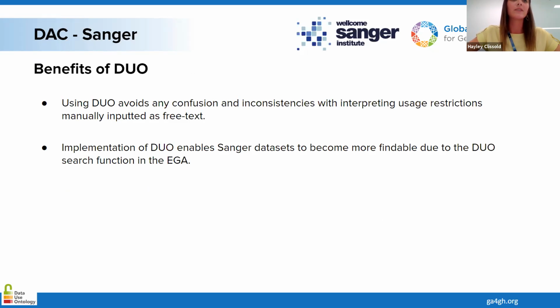So firstly, using DUO avoids any confusion and inconsistencies with interpreting usage restrictions, because currently they're inputted manually as free text. But then also secondly, having our datasets tagged with DUO makes them more findable for other researchers who might want to use them in their own research. And this can be done by using the DUO search function in the EGA that Aina just spoke about. This is obviously really beneficial for Sanger because it gets more researchers using our datasets, and that's why we put them out there.